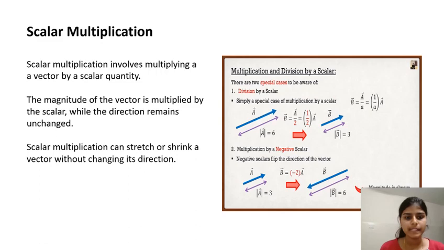Let's come to the scalar multiplication. Scalar multiplication involves multiplying the vector by a scalar quantity. The magnitude of the vector is multiplied by the scalar while the direction remains unchanged. Scalar multiplication can stretch or shrink a vector without changing its direction.